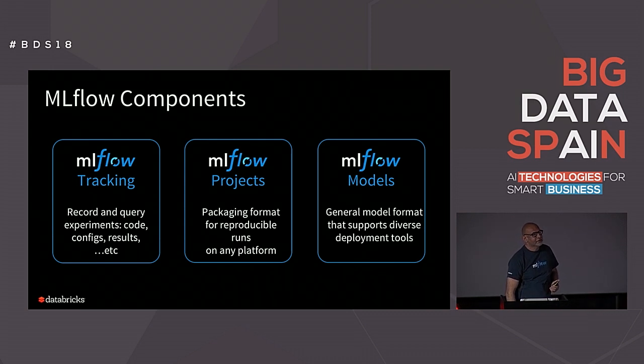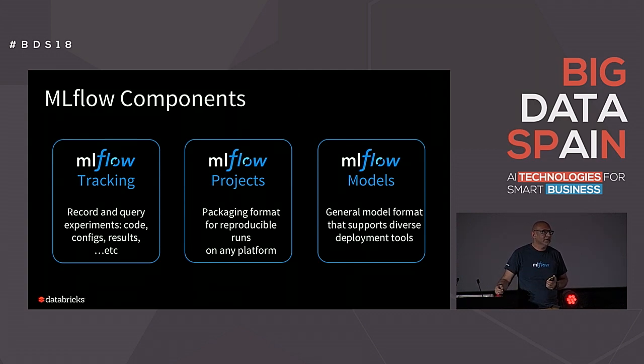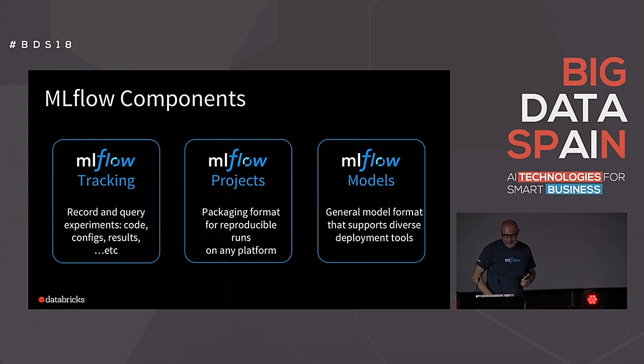And then finally, the third one is Model. Think about Model, just like Project, as a way where you can express the model in one particular flavor. The flavor could be a TensorFlow model, a Keras model, or an MLlib model. If we supported all of these ML models in their own different formats, we would have an N by N matrix. So why don't we come up with a convention where we express a model in a particular flavor, and that flavor can run in any environment where it is supported. So let's look at tracking.